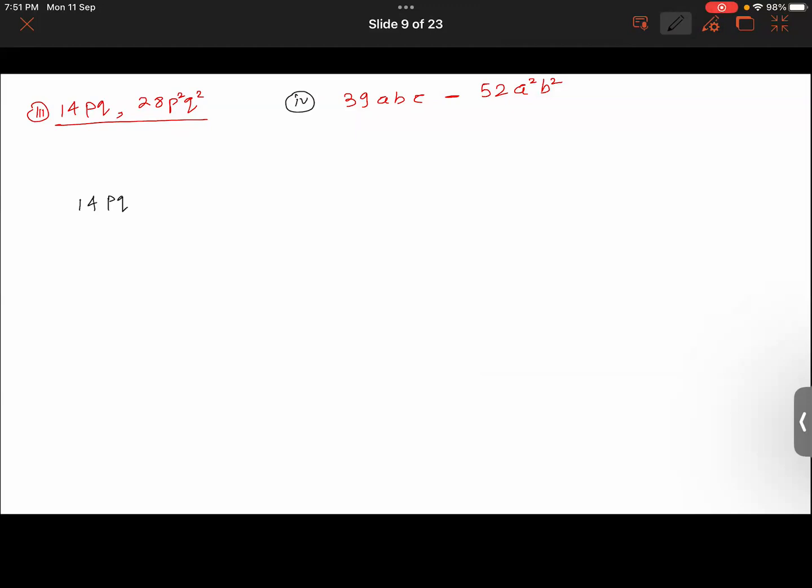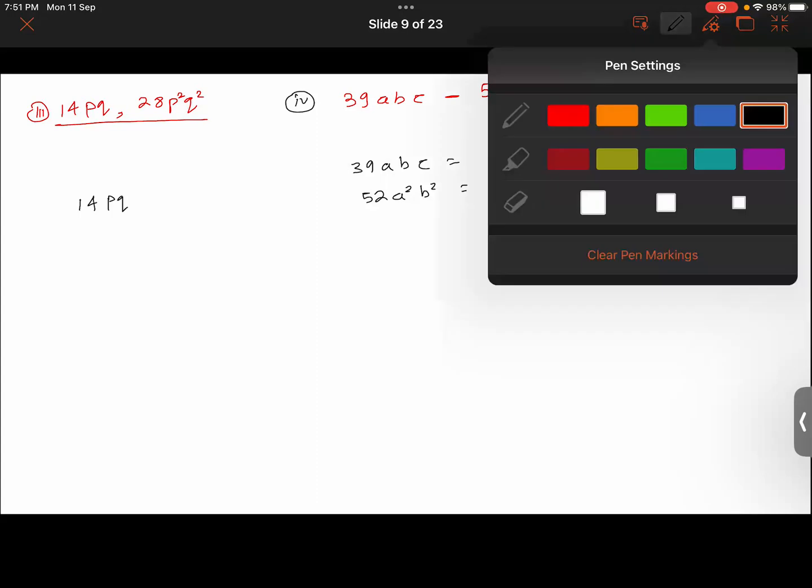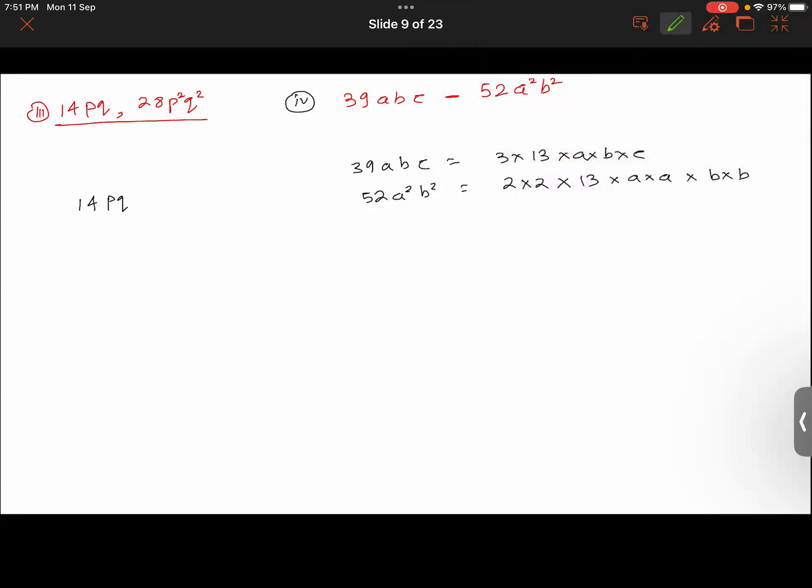Look, 39ABC will be written as 3 multiplied by 13 multiplied by A multiplied by B multiplied by C. What about 52 A square B square? How can you write it? You can write it like this: 2 multiplied by 2 multiplied by 13. A square can be broken like this, and B square can be written as B multiplied by B. Now, what are the common factors of the two terms here? Quickly tell me.